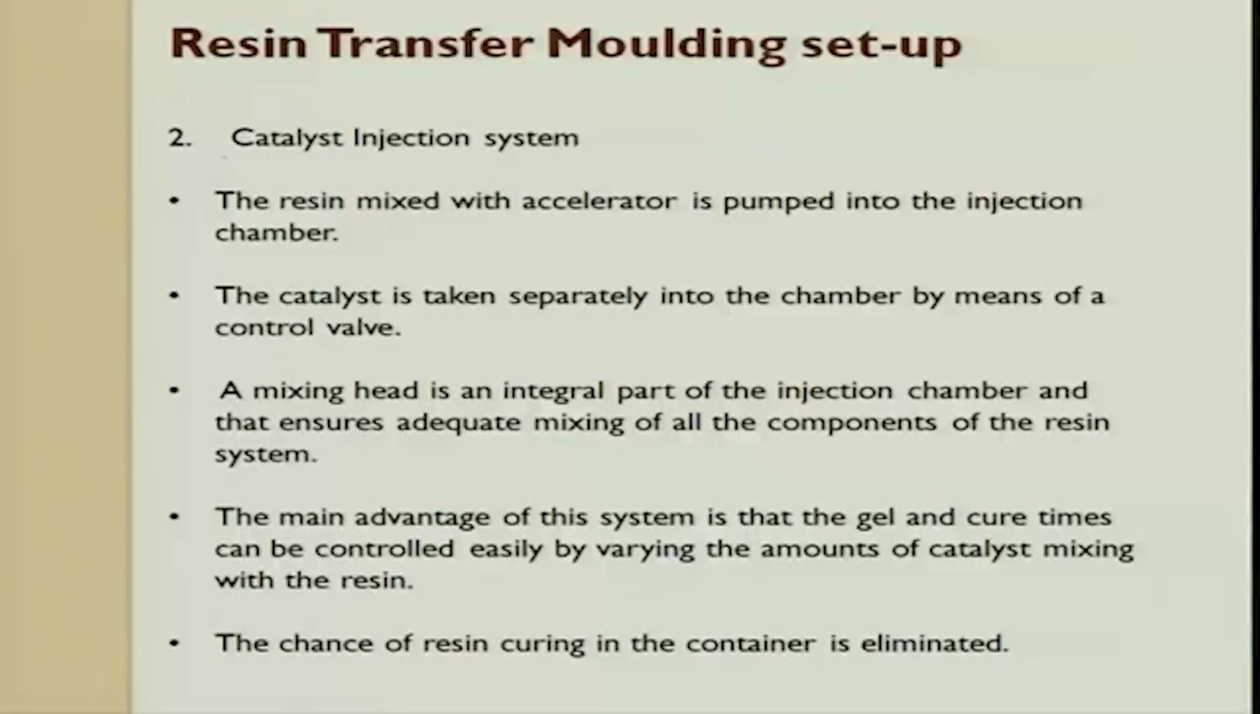So, the other process is the catalyst injection system. The resin is mixed with an accelerator and is pumped into the injection chamber. Then the catalyst is pumped separately inside the injection chamber. Then the mixing happens, and the mixed resin is pumped inside and sent. What is the advantage?